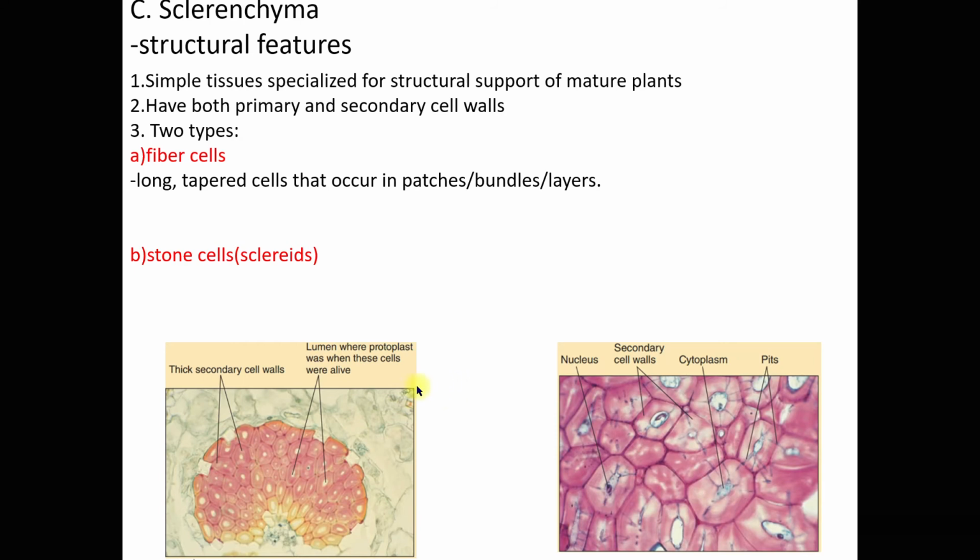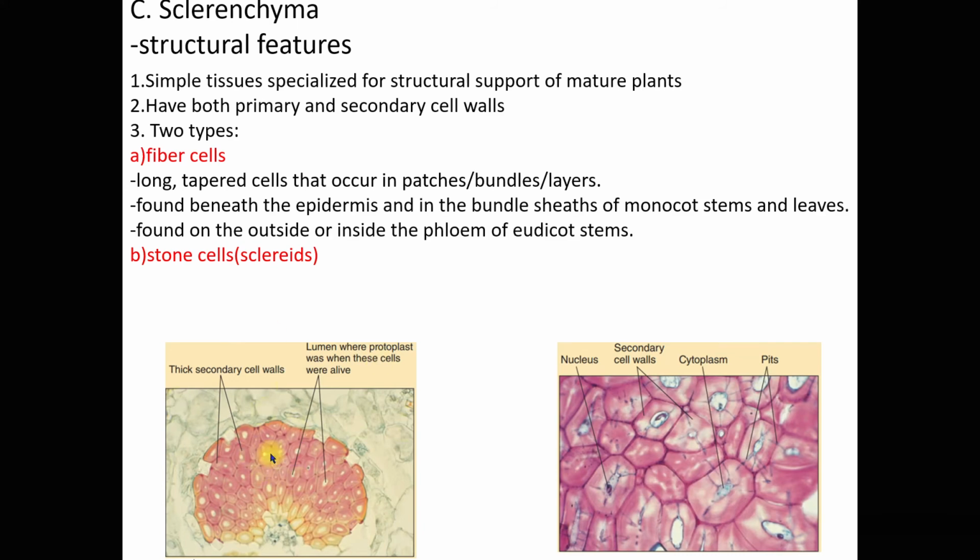Okay, now when it comes to fiber cells, they are long tapered cells that occur in patches or bundles or layers. Now, this is a cross section. That's why you are seeing these fiber cells. They look spherical, but actually they are elongated. They are long tapered cells. When you do a longitudinal section, this is not what you will observe. They are elongated. So fiber cells are long tapered cells that occur in patches, bundles or layers.